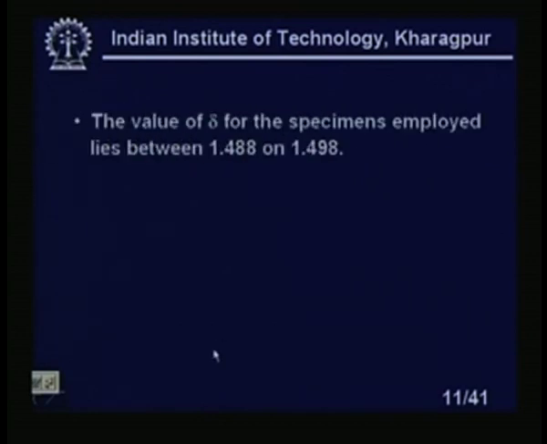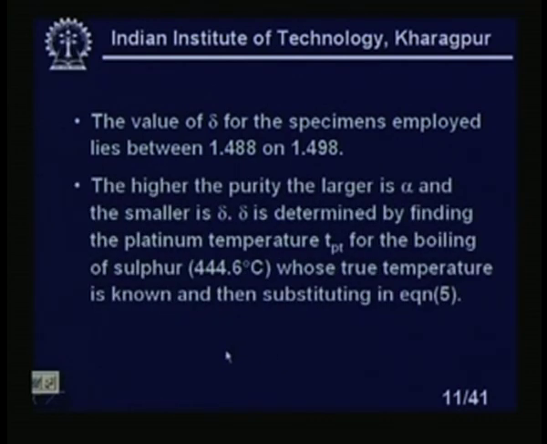The value of delta for the specimens employed lies between 1.488 to 1.498. It should be 2.498. The higher the purity, larger is alpha and smaller is the delta. Now, obviously, delta I can find from equation 5 by finding the platinum temperature T_pt for the boiling point of sulfur, which is usually 444.6 degree centigrade.